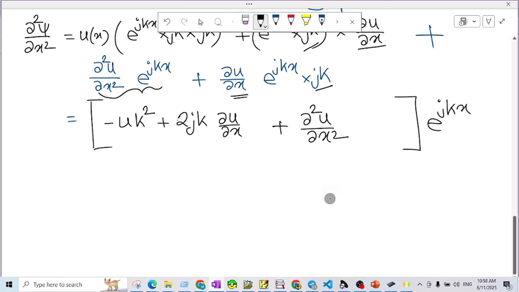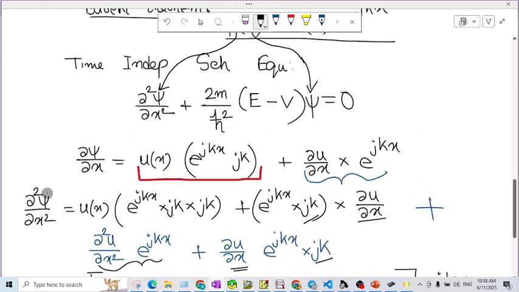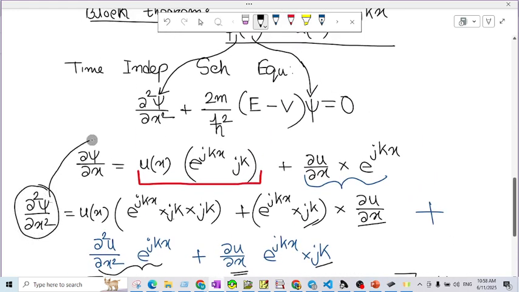Let me check this with my note. Let me rearrange these terms. So I will have d square u divided by dx square, then plus 2jk du divided by dx, and then minus k square u. Then we have the common e to the power jkx. Now I will put this value here. So let's do this.